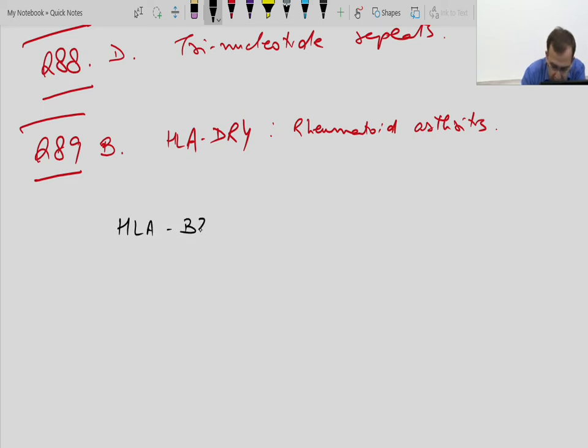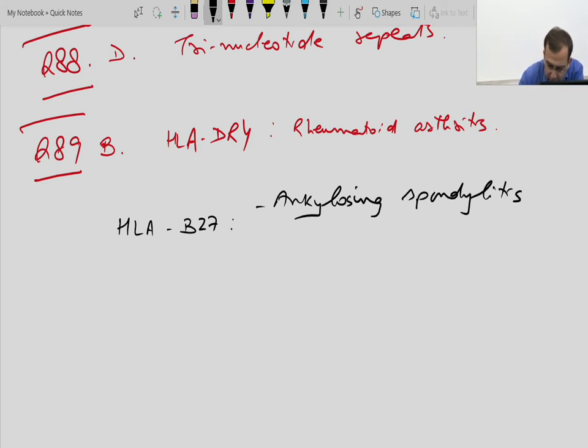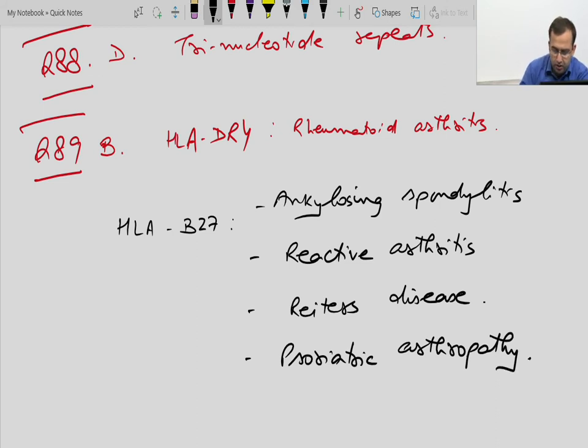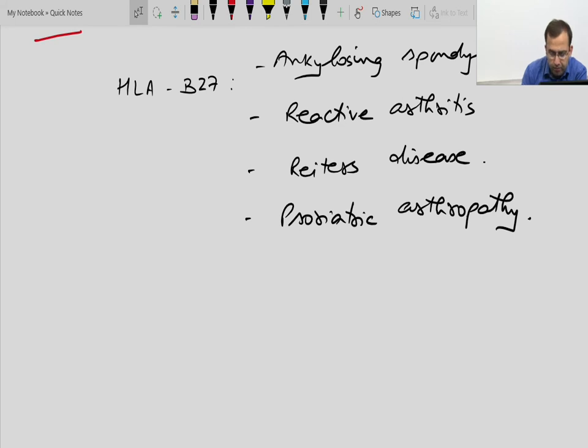Starting with HLA-B27, seen in ankylosing spondylitis, reactive arthritis, Ritter's disease, and psoriatic arthropathy. This is HLA-B27. Next, HLA-DR2.